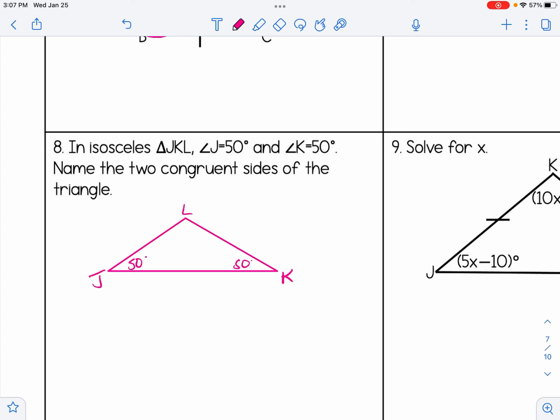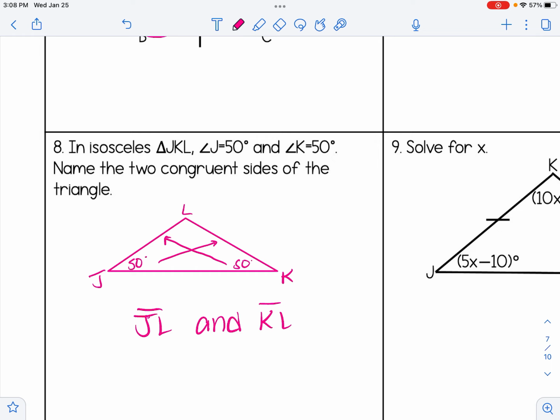So the converse of the isosceles triangle theorem is also true. That means if you have 2 congruent angles, the sides opposite them are also congruent. So now I know that JL and KL are going to be my 2 congruent sides.